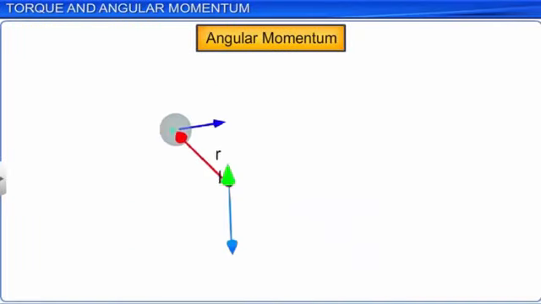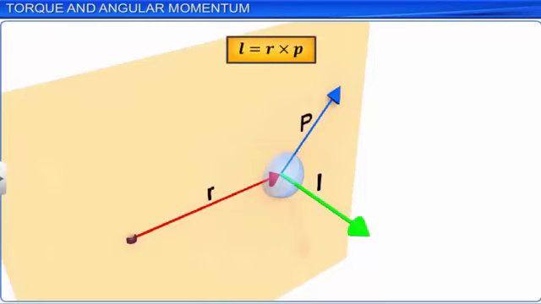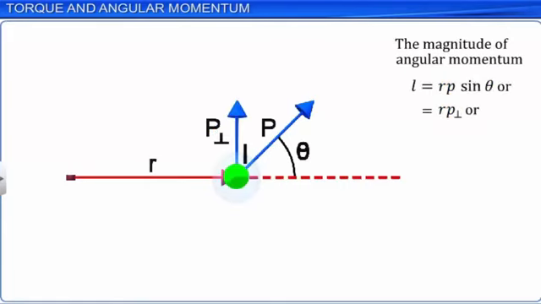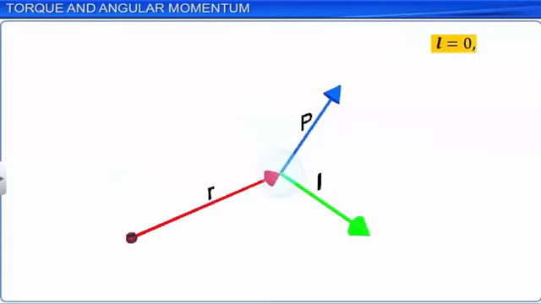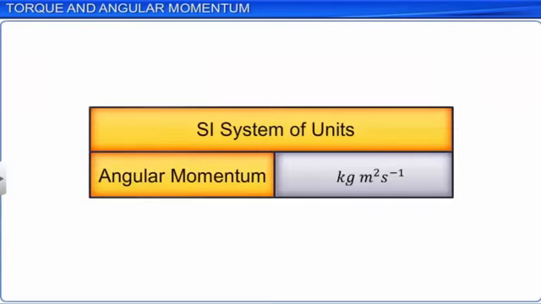Now, let us study angular momentum. If r represents the position vector of a particle of mass m and linear momentum p, then the angular momentum of the particle about the origin is defined as the cross product of r and p. The magnitude of angular momentum of the particle L is equal to rp sine theta, which can also be written as rp perpendicular or r perpendicular p. L is 0 when r is equal to 0, or when p is equal to 0, or when theta is equal to 0. The SI unit of angular momentum is kilogram meter squared per second.